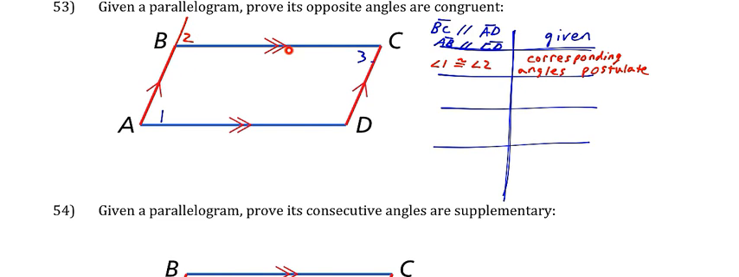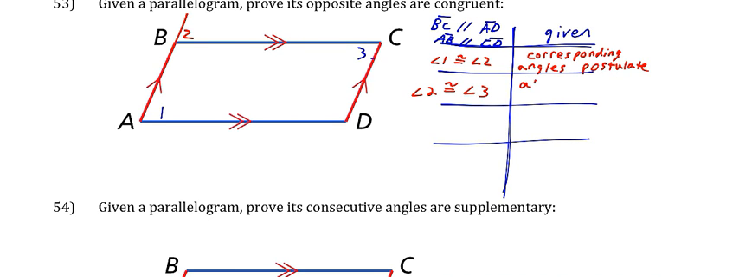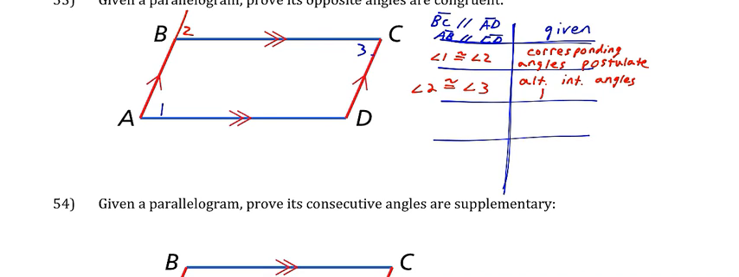The question is, how is angle 2 related to angle 3? The answer here is that they're alternate interior angles, and they're congruent. Angle 2 is congruent to angle 3 by the alternate interior angles theorem. If you don't know what that is, Google it, look it up in your notes.